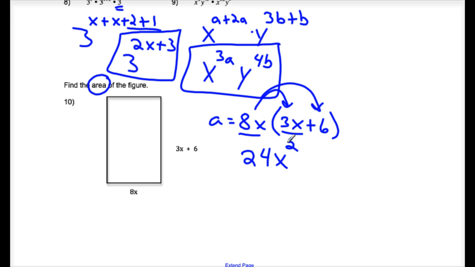Where did the squared come from? There are 2 x's. What are the exponents on those x's? 1. What's 1 plus 1? 2. Plus, what's 8x times 6? This is the point where some kids think you can't do it because they're not like terms. But guys, we're not adding them, we're multiplying them. What's 8x times 6? 48x. Now, can you add those two things together? No, they're not like terms.